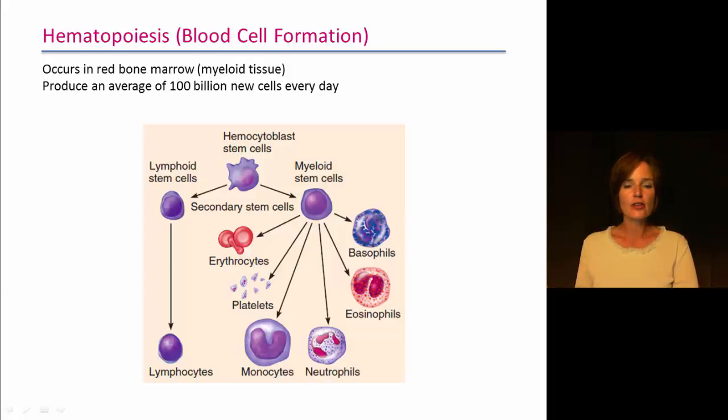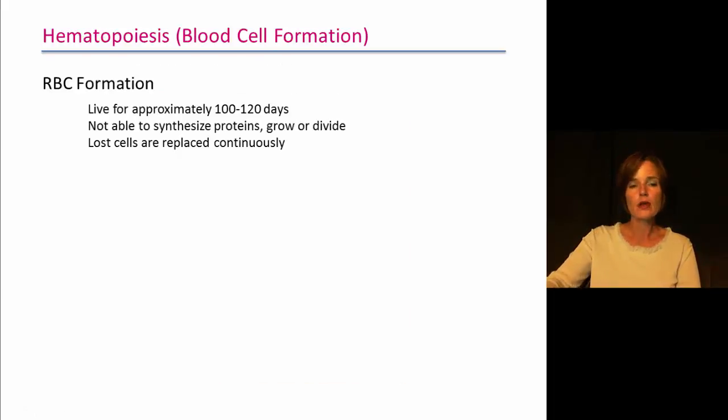You can see right here that some of them will develop into lymphocytes. Some of them will develop first into a myeloid stem cell, which develops into a variety of different cell types. And so depending on the needs of the body, we have different types of cells that are going to be produced from that initial hemocytoblast stem cell.